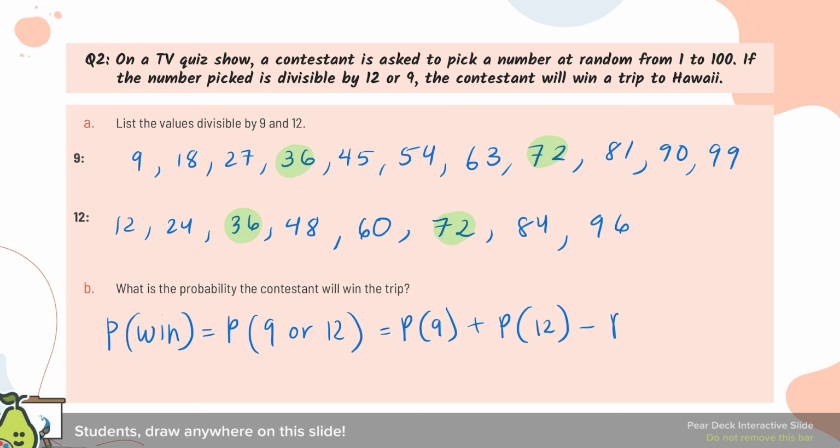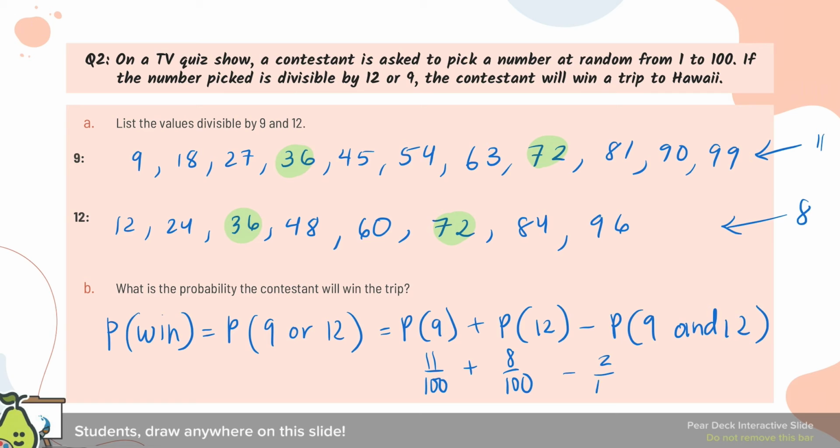So I'm going to subtract the probability of something that's divisible by 9 and 12 at the same time. So the probability of something divisible by 9 should be, I forgot what the value was, oh, 11 out of 100 plus 8 out of 100. So there should be 11 values here. There should be 8 values there. And then we have 2 things that overlap. So our total here is 17 out of 100. So that's my final answer for that problem.